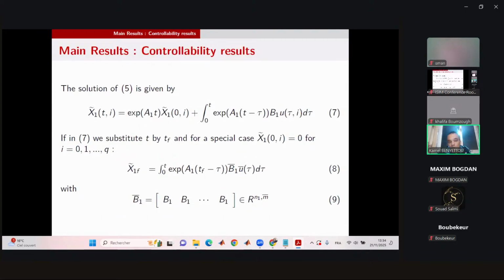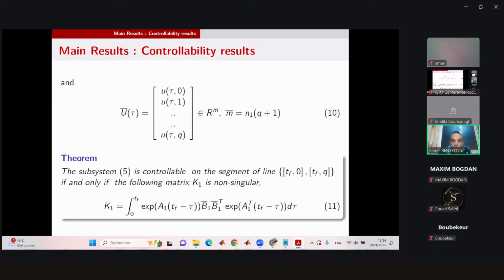The solution of subsystem 5 is given by the following formula. It is a classical solution for a standard, classical system. And x1f tilde and B1 bar are denoted by formulas 8 and 9. We can use the Laplace transform or Sumudu transform and the Z transform to calculate this solution. The control vector U bar is denoted by formula 10.